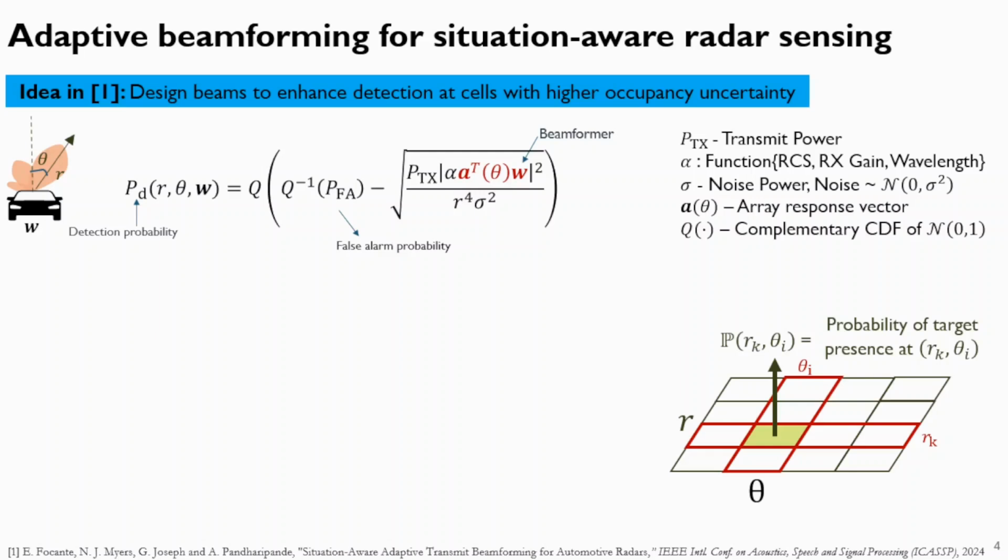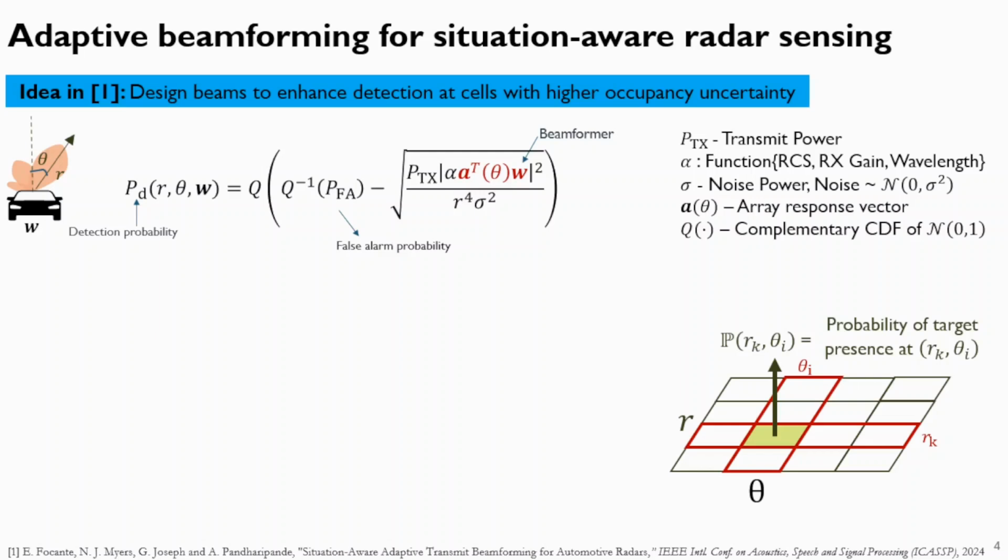The goal was to design a beamformer W at an automotive radar that intelligently illuminates the space around the radar by making use of an occupancy grid map. For that, it's important to understand how the physics of the radar work out. If W is the beamformer applied at the radar, then the detection probability at a cell indexed by r and theta in polar coordinates is given by that expression over there.